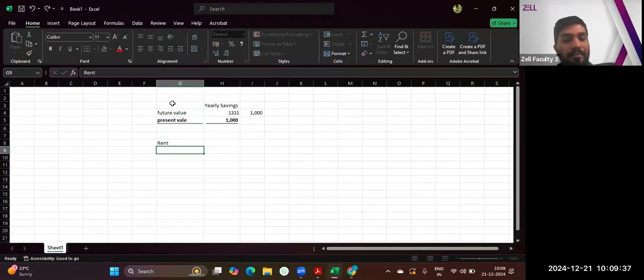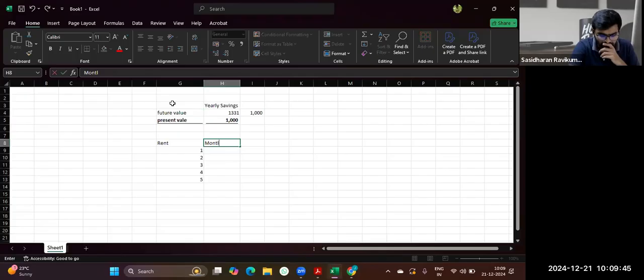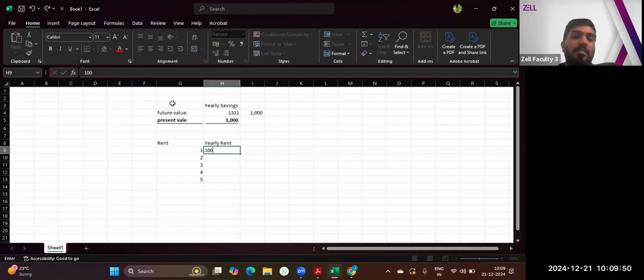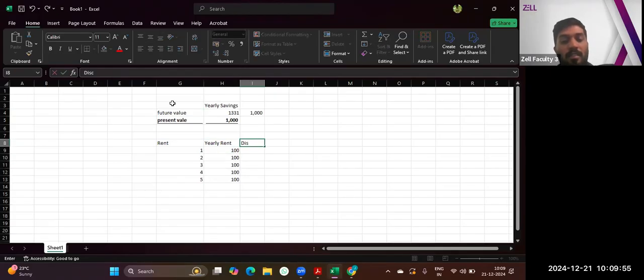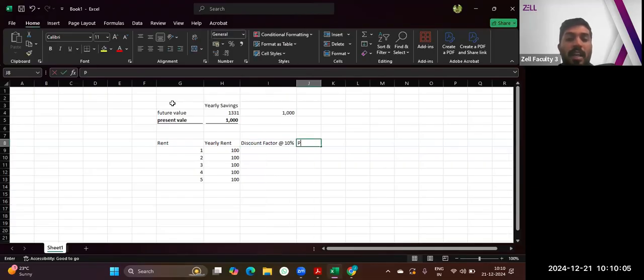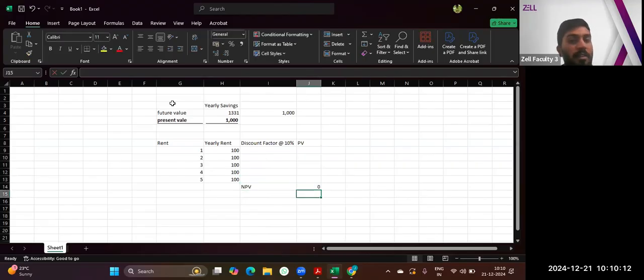Let's say your rent. First year, second year, third year, fourth year, fifth year. Just an example, let's say every year you're getting 100 rupees as rent. Discount factor, let's take 10%. So we will calculate the present value. And this is the net present value. Net present value is nothing but the total of all your present values.